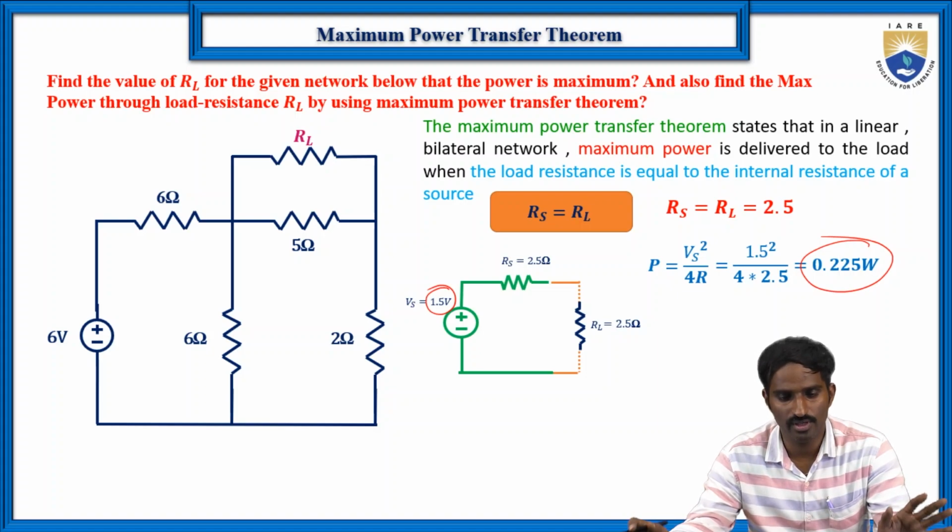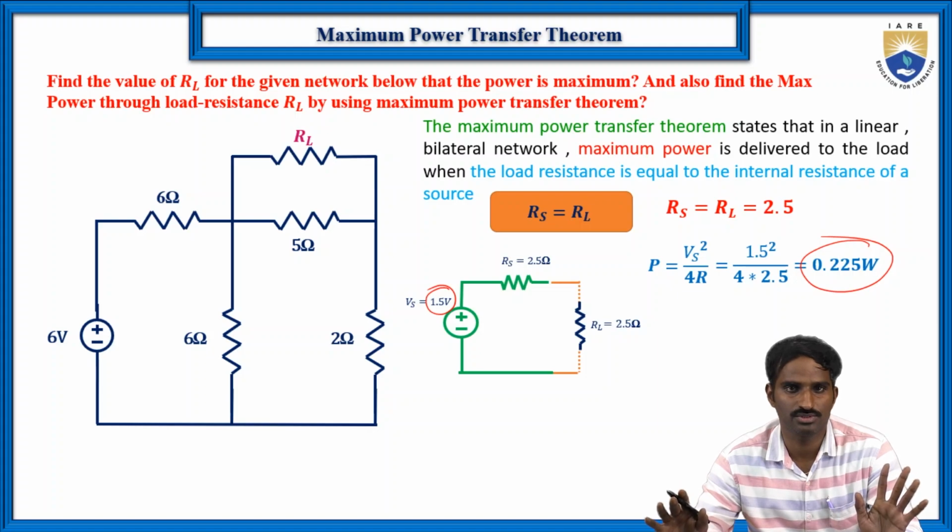So I hope everybody understood these three theorems. In the next class we will discuss the remaining theorems. Don't forget that all the theorems we have discussed till now are with respect to DC sources. Of course, the same theorems we can discuss by replacing with AC sources also, which we will see in the next classes.